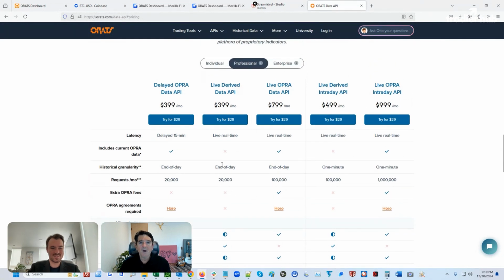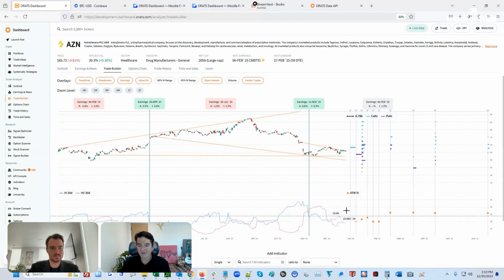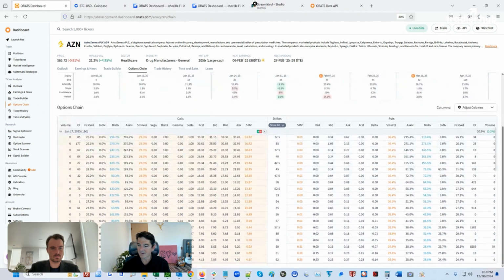Thanks. All right, yeah. So we were talking about AstraZeneca. We talked about implied volatilities, these are the implied volatilities at each expiration. We talked about earnings data. I think it might be good to go back into that option chain and look at that.